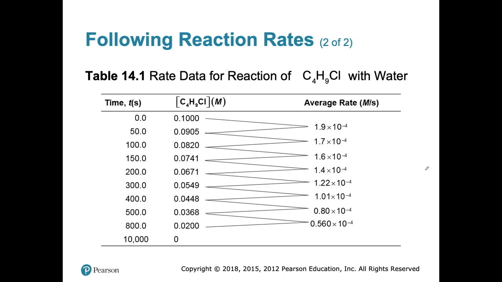The other thing to notice is that at the very beginning of the reaction, the rate is faster, but by the time you get to the end of the reaction, the rate is like a fourth of it. So two things to notice in this chart: as time passes, the concentration of chlorobutane decreases, and as time passes, the average rate of the reaction decreases.